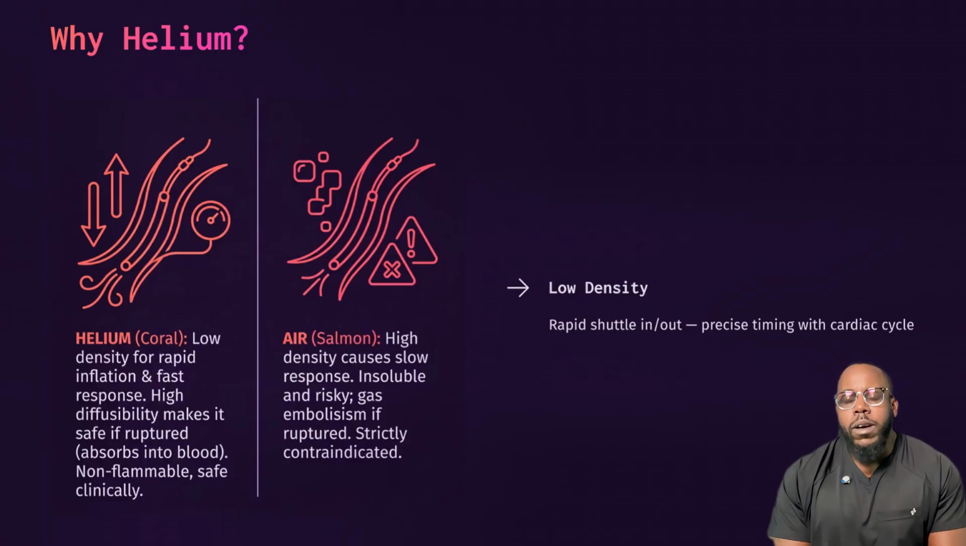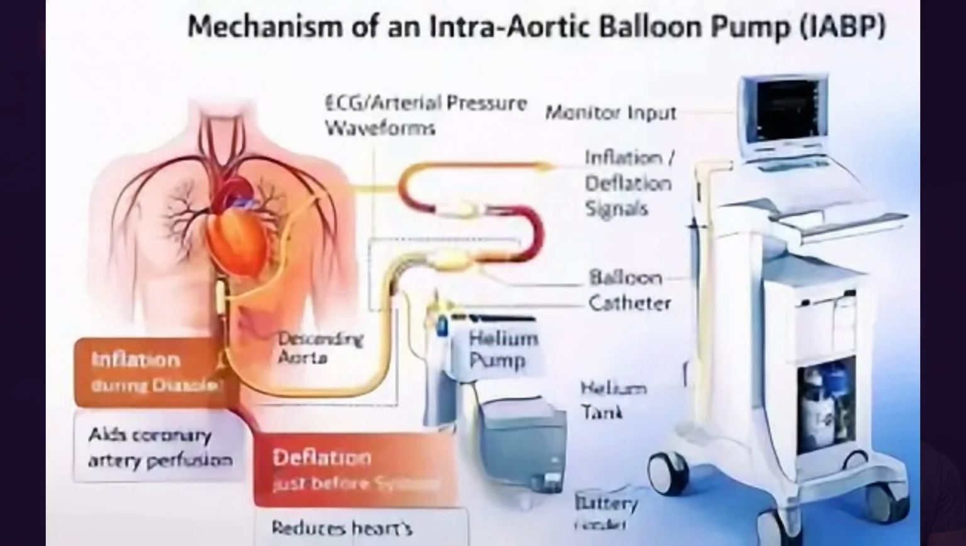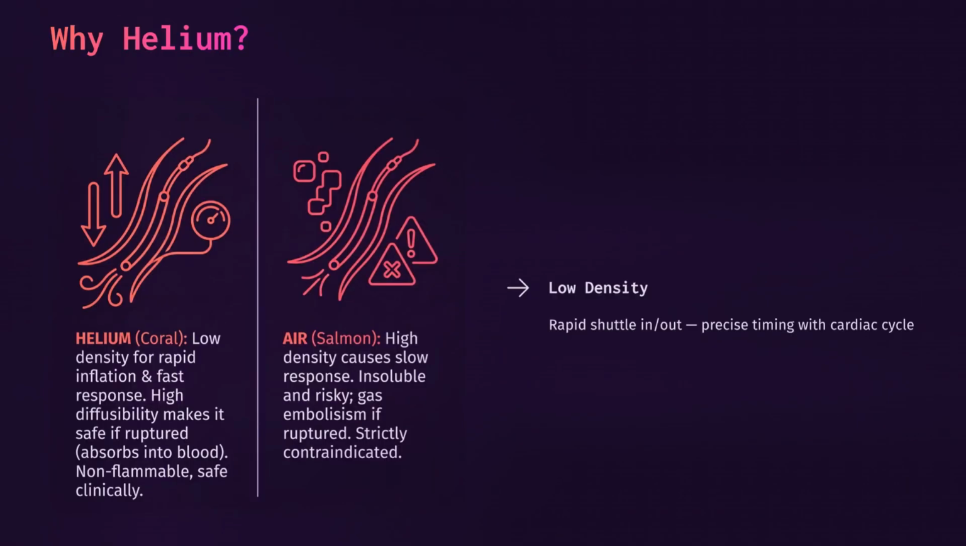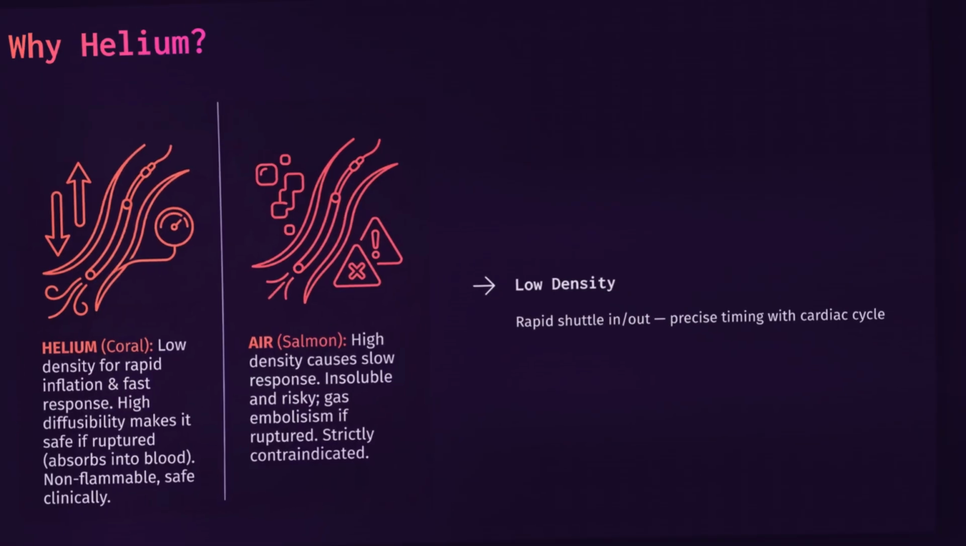What exactly are we pumping into this balloon? It's not room air, and it's definitely not oxygen. We are using pure helium. Why helium? Two critical reasons based entirely on physics and safety. First, density. Helium is extremely light. It moves incredibly fast, and if your patient's heart rate shoots up to 120 or 130 beats per minute, that gas has to shuttle in and out of the balloon in fractions of a second to keep up. Air is too heavy. It would lag behind the cardiac cycle.